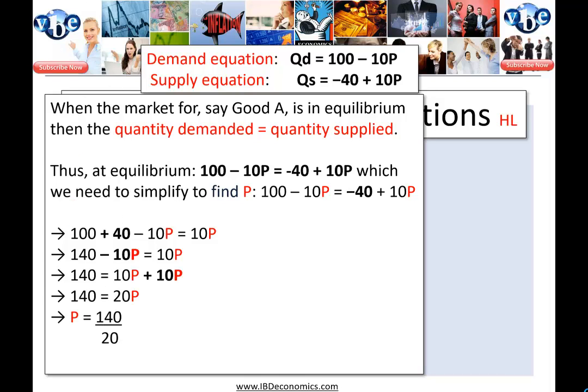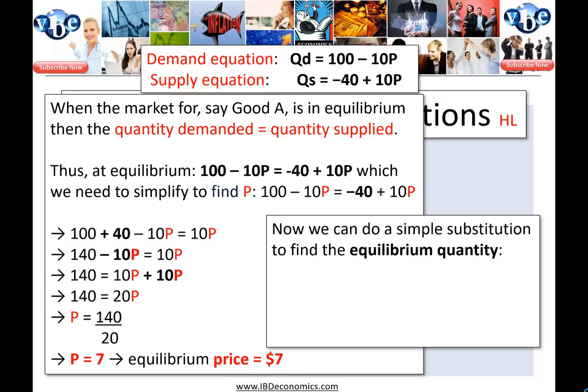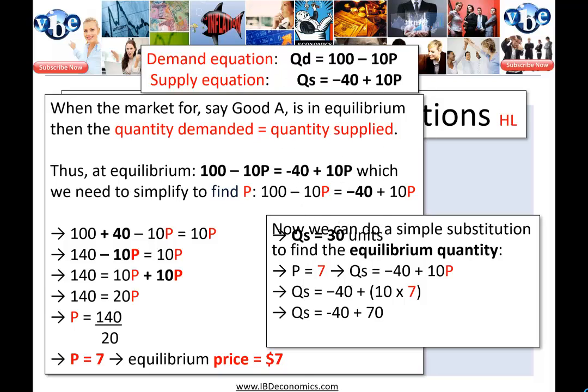So price must equal $7. 140 divided by 20 equals 7. P is 7. P is price. Price is $7. And now just a simple substitution to find equilibrium quantities. At price equals 7, the quantity supplied is minus 40 plus 10p. So that's plus 10 times 7, P being the price. Minus 40 plus 70, quantity supplied must be 30.